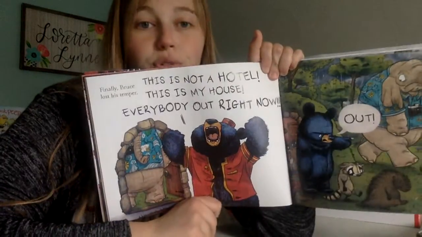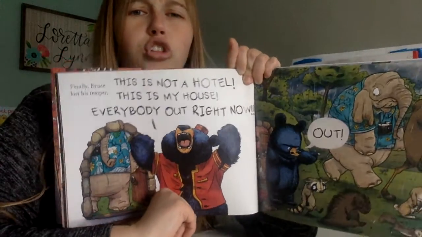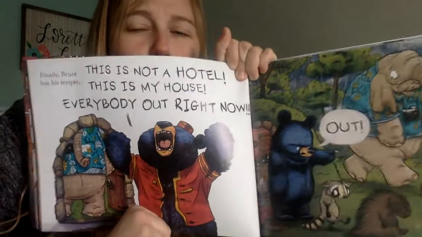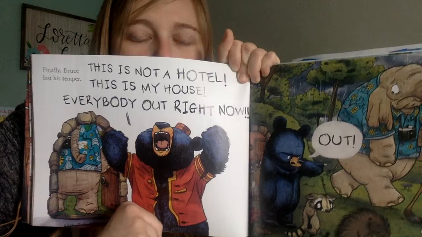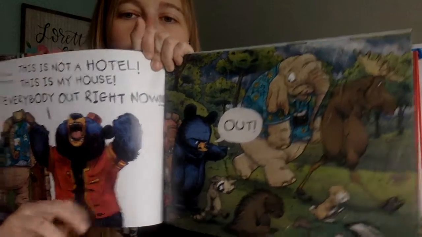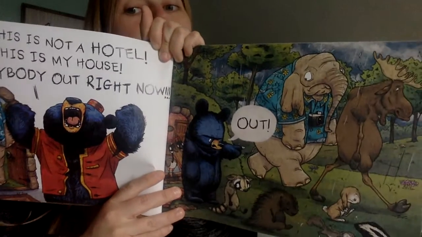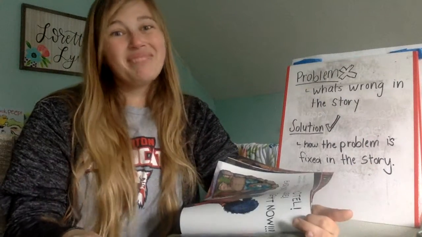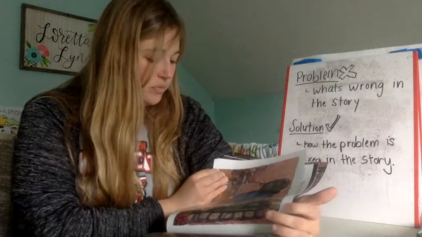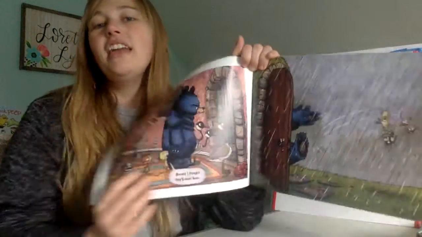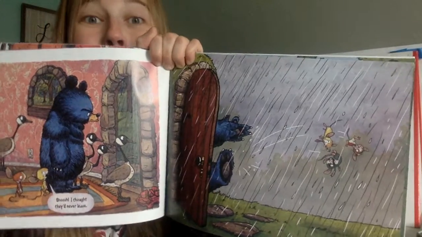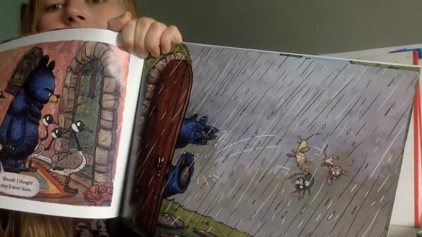Finally, Bruce lost his temper. "This is not a hotel! This is my house! Everybody out right now! Out!" He put them all out into the rain. Kind of fixed the problem, right? Jeez, I thought they'd never leave. What did Bruce do? He kicked the mice out into the rain.